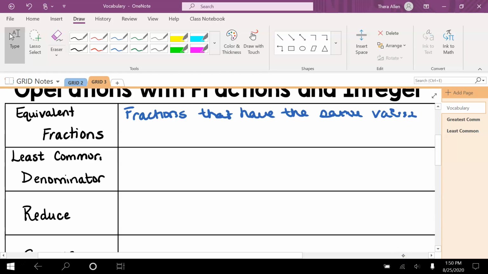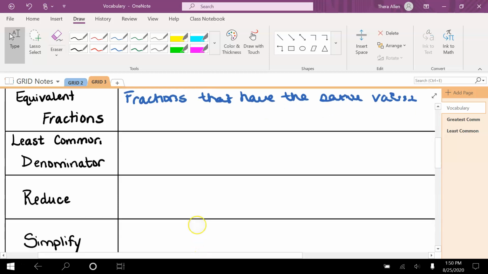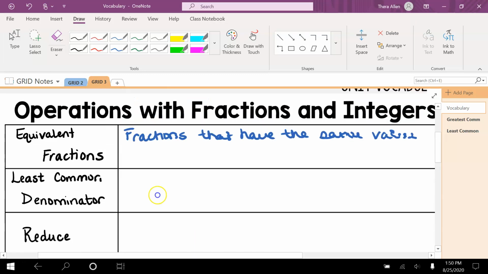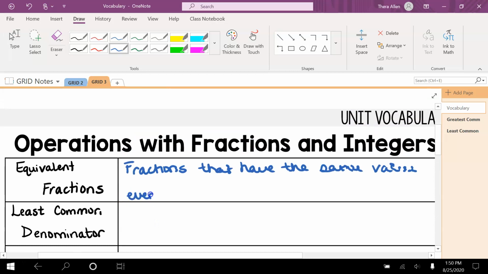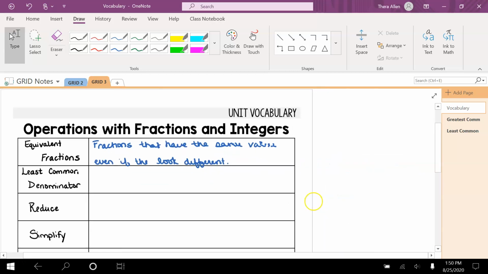That have the same value even if they look different. So they have the same value even if they look different. For example, 1/2 is an equivalent fraction to 3/6. So if we have 3 slices of a 6-slice pizza and 1 slice of a 2-slice pizza, they would be the same.